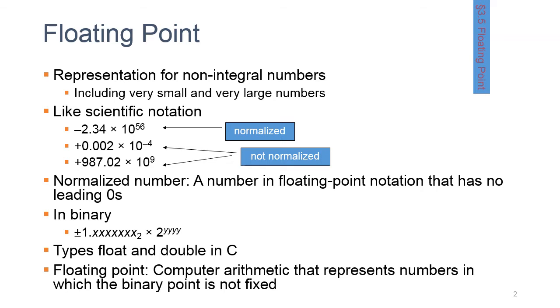Computer arithmetic that supports such numbers is called floating point because it represents numbers in which the binary point is not fixed, as it is for integers. The programming language C uses the name float for such numbers. Just as in scientific notation, numbers are represented as a single non-zero digit to the left of the binary point.